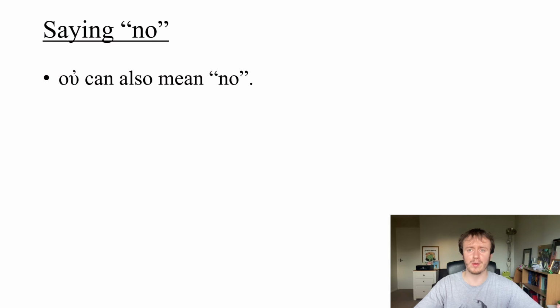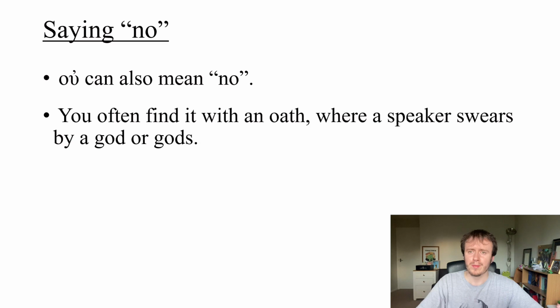And the other thing to note is that the word ou can also mean no. So as well as meaning not, ou can be used to mean no. So if you want to say no in ancient Greek, then you need to say ou. And you often find this word ou, meaning no, with an oath, where a speaker swears by a god or gods. And this is to emphasize the degree to which they are saying no. It's to emphasize how passionately they are saying no.